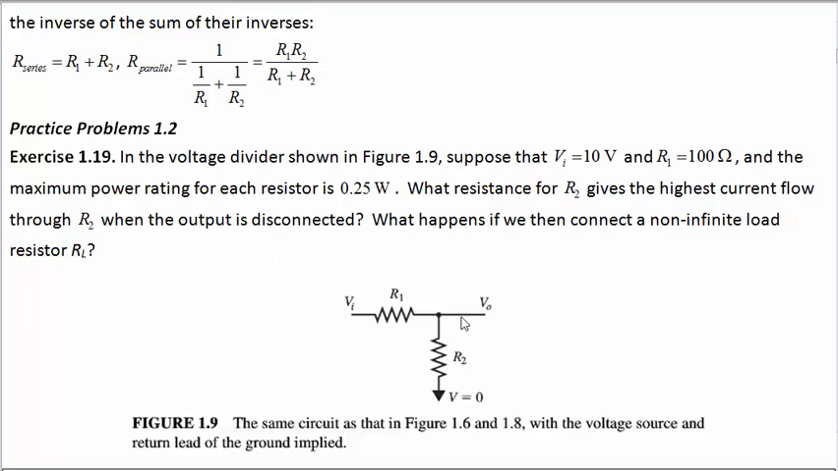So there's no way that current can go into V out. All the current that goes through there goes through there. What happens then if we connect a non-infinite, a finite load resistor RL?